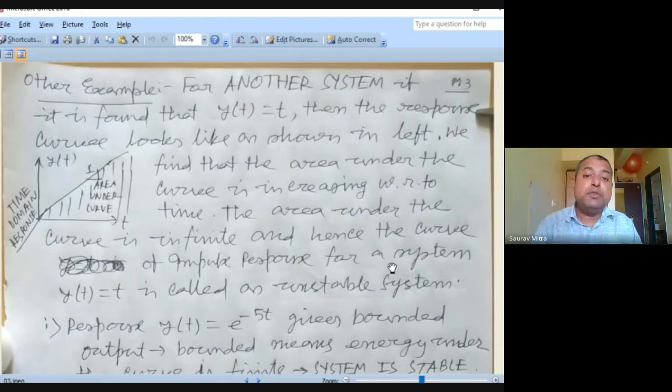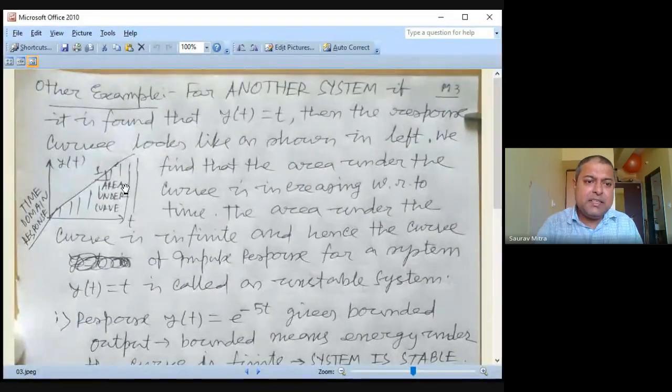And what is the relationship between energy and stability? Inversely proportional. So if energy is growing, growing, growing, what happens to stability? It is reducing very fast. So again, I'm telling you, the area under the curve is directly proportional to the energy produced by that system response. And as energy is growing with respect to time, system stability is reducing, because energy and stability are inversely proportional to each other.